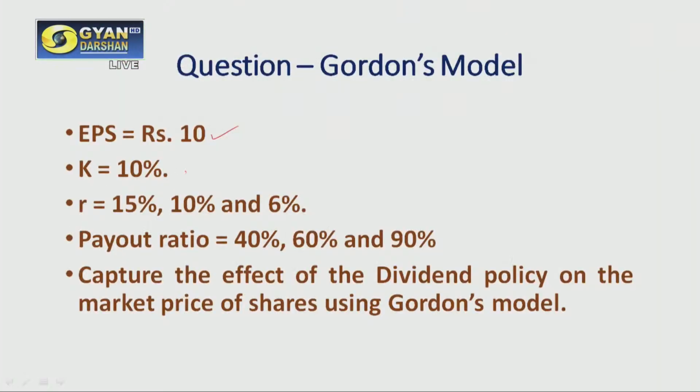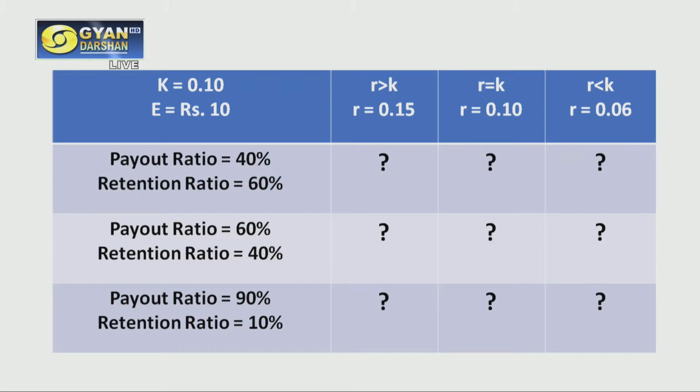So let us understand this with the help of one practical question. Again, in this question, the price of the share is given as 10, K is 10%. We have 3 different scenarios for R and 3 different scenarios of payout ratio. Let us calculate the value of P so that we can quickly fill or replace this question mark. Again, this table also shows the summary of Gordon's model here.